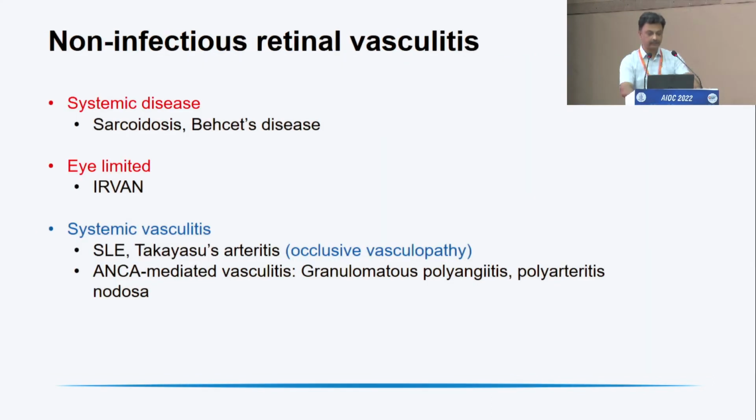Now, I'll just run through these systemic diseases or the non-infectious forms of retinal vasculitis, which can be broadly categorized into three groups. One are the systemic diseases, and these are most commonly sarcoid or Behçet's. Then the eye-limited forms of retinal vasculitis, which you know is IRVAN, and the rare forms of systemic vasculitis that can be associated with retinal vasculitis, such as SLE or Takayasu, in which case it is called occlusive vasculopathy rather than occlusive vasculitis, or very, very rarely, in less than 1% of cases, an ANCA-mediated vasculitis.